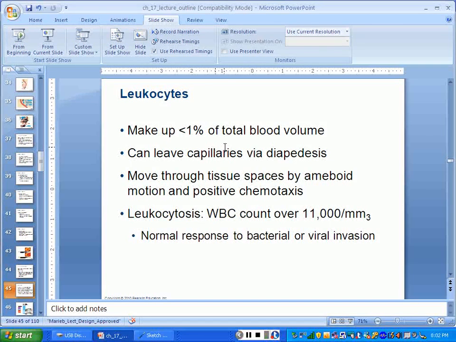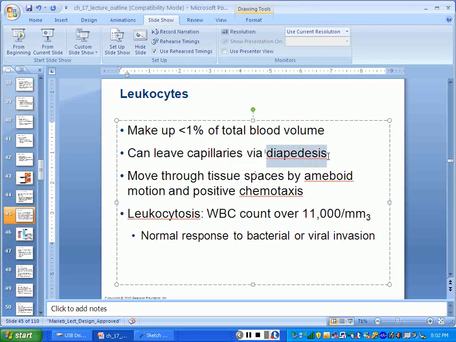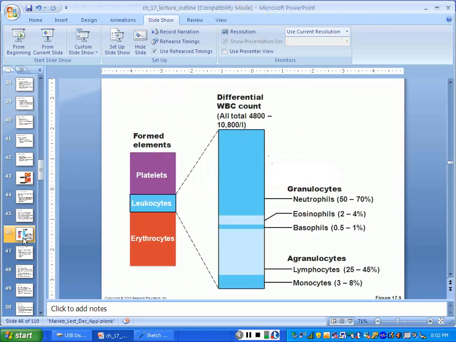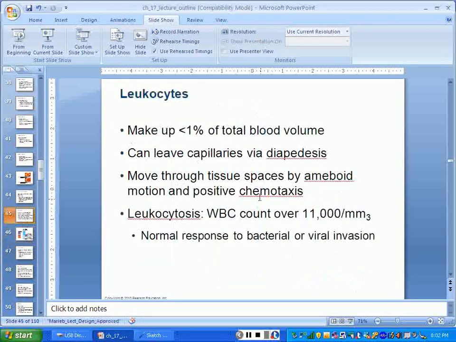But notice, the count's in the thousands, right? It's in the thousands. And the red cell count's in the millions. Wow, that's crazy. See, this is so cool. The white blood cells leave. They actually leave and squeeze through a capillary. That process is called diapedesis, when they squeeze out of the capillary. Then they get out there into the tissues.